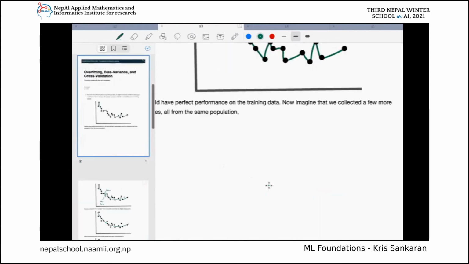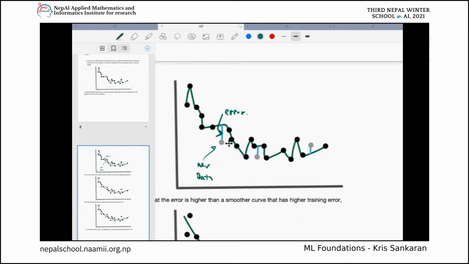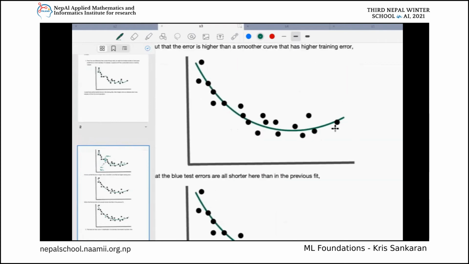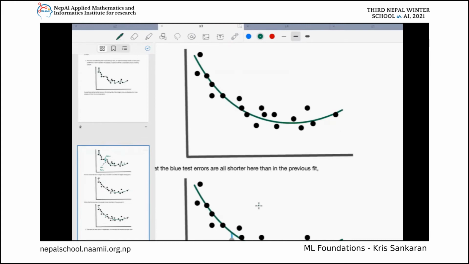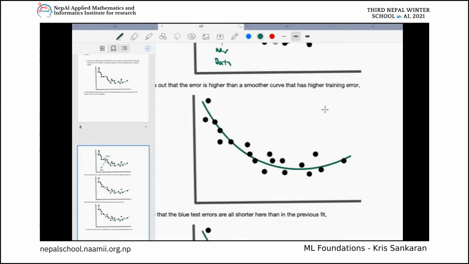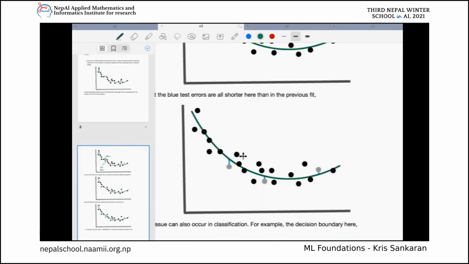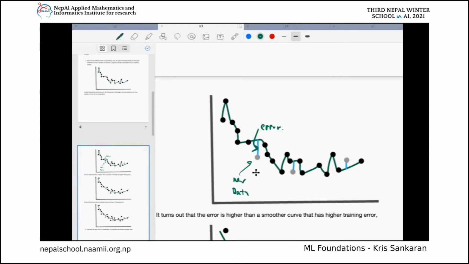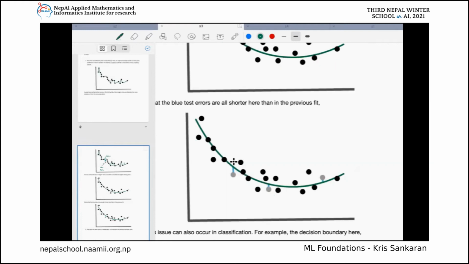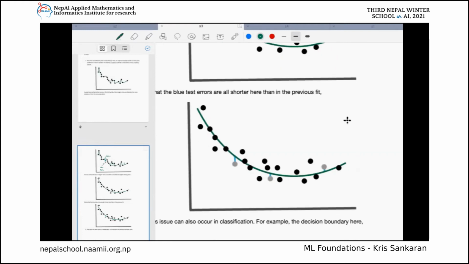This curve gets 0 training error. It perfectly interpolates all the training data, but it gets pretty high error on the new observations. Versus here, you get some training error. It's not perfectly interpolating everything, but the test error is relatively close to the training error, and it's definitely smaller than the test error here. So what has happened is we have overfit in this curve, and by smoothing things out, we've actually improved the generalization. The generalization error is the length of these blue lines. So let's make that explicit. This has smaller generalization error.